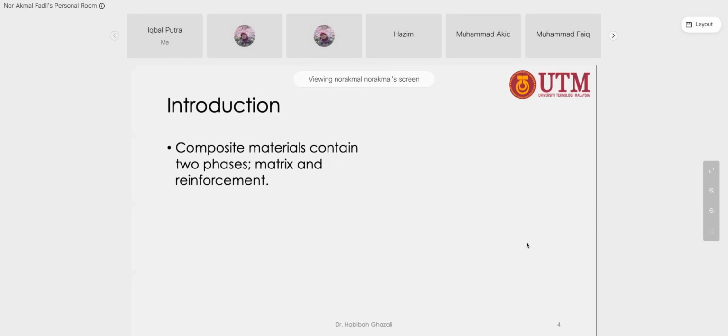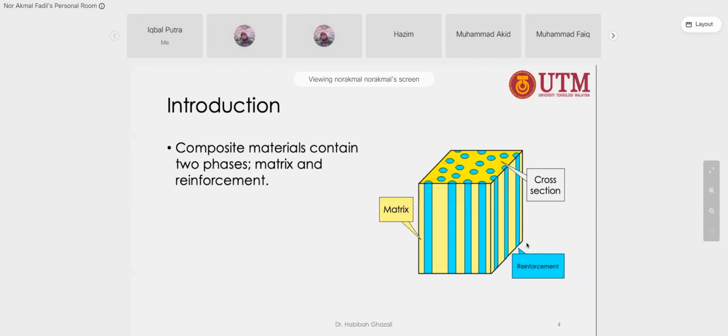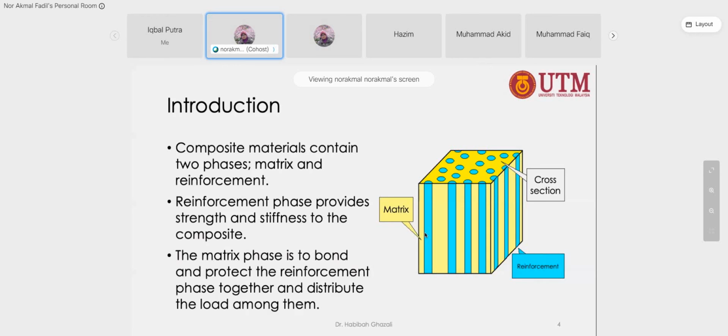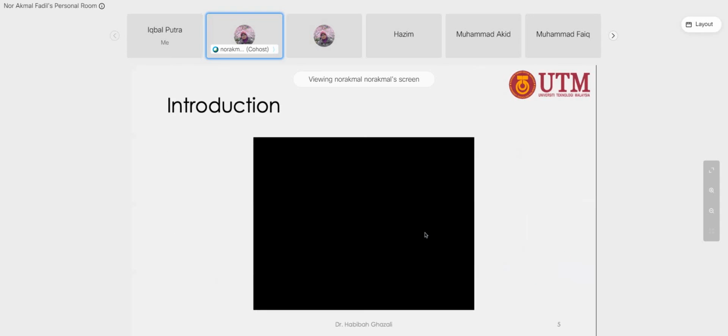The composite material contains two phases, matrix and reinforcement. Reinforcement is, for example, like this long reinforcing material. It can be particles, it can be fiber. So the reinforcement phase basically provides strength and stiffness to the composite, and the matrix phase is to bond and protect the reinforcement phase together and distribute the load among them.